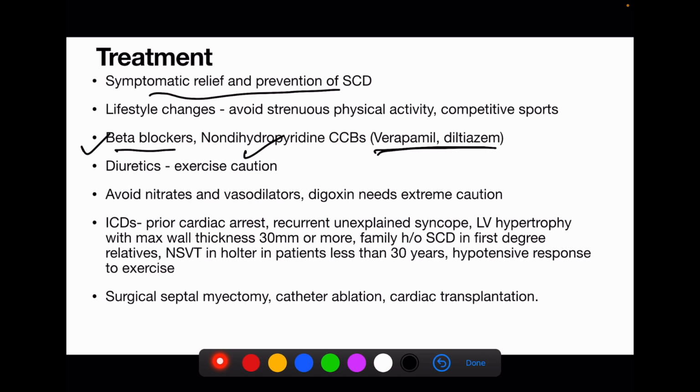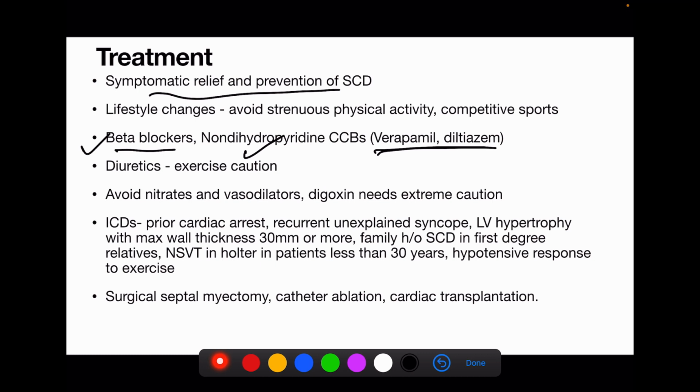As I said before, decreasing the afterload can be very dangerous in these patients, because decreasing the afterload will end up increasing the gradient, and when the gradient is increased, the left ventricle can empty more completely. If it is more completely empty, there will be less blood, and less blood will create more symptoms and more murmurs.